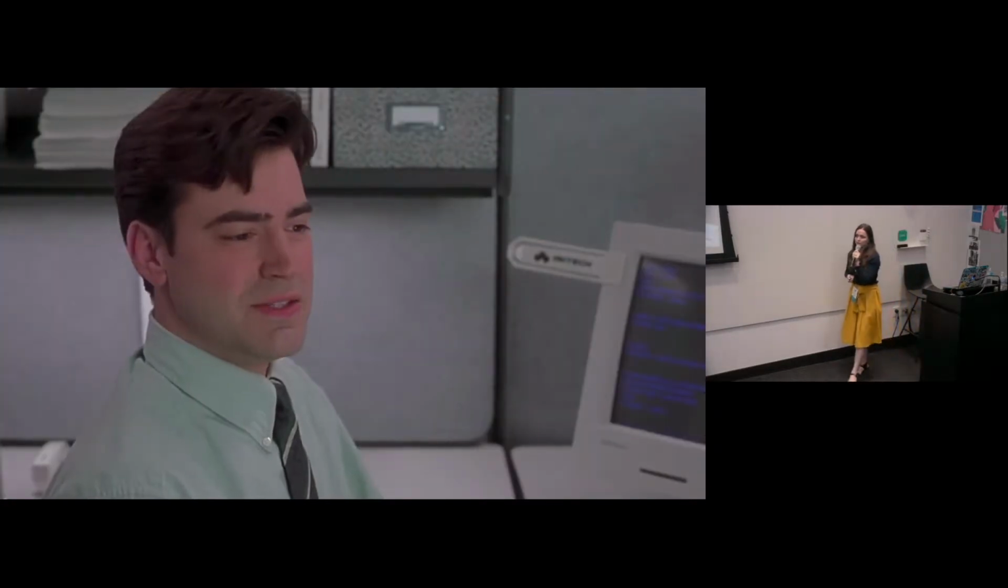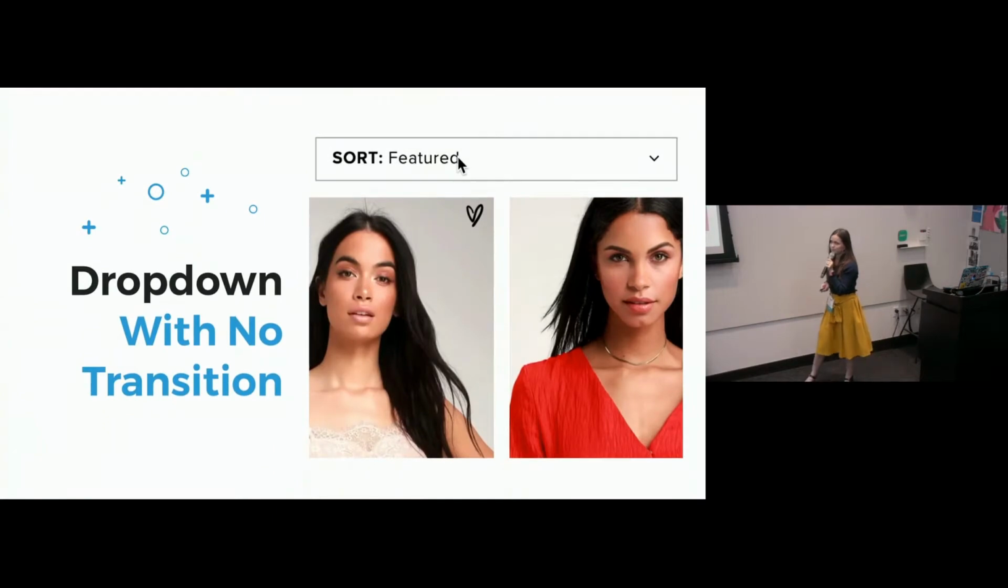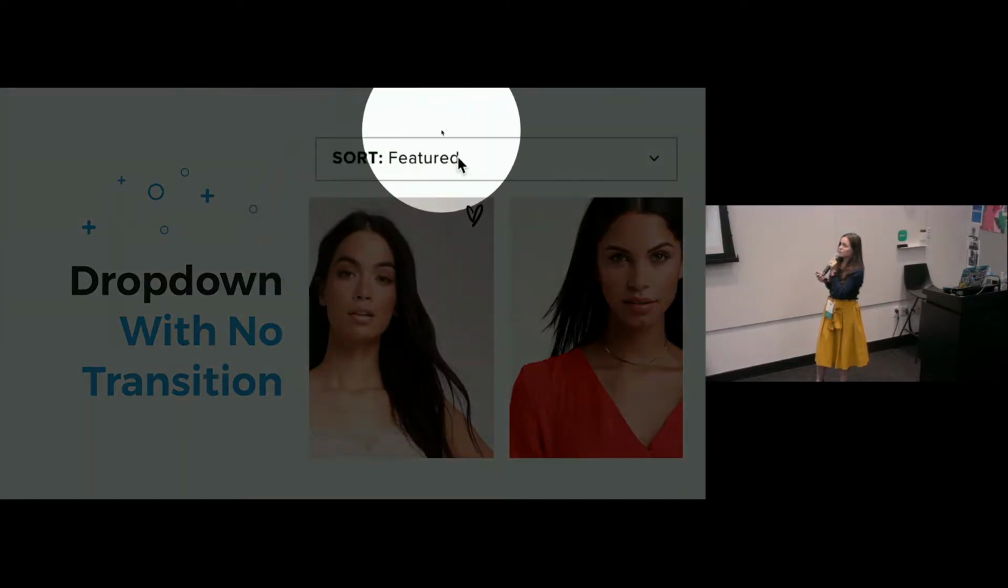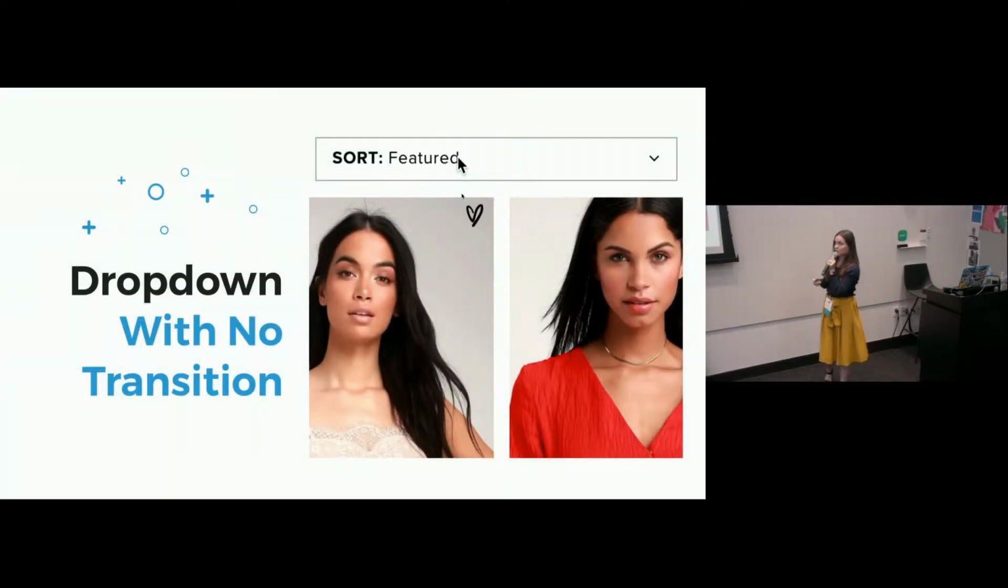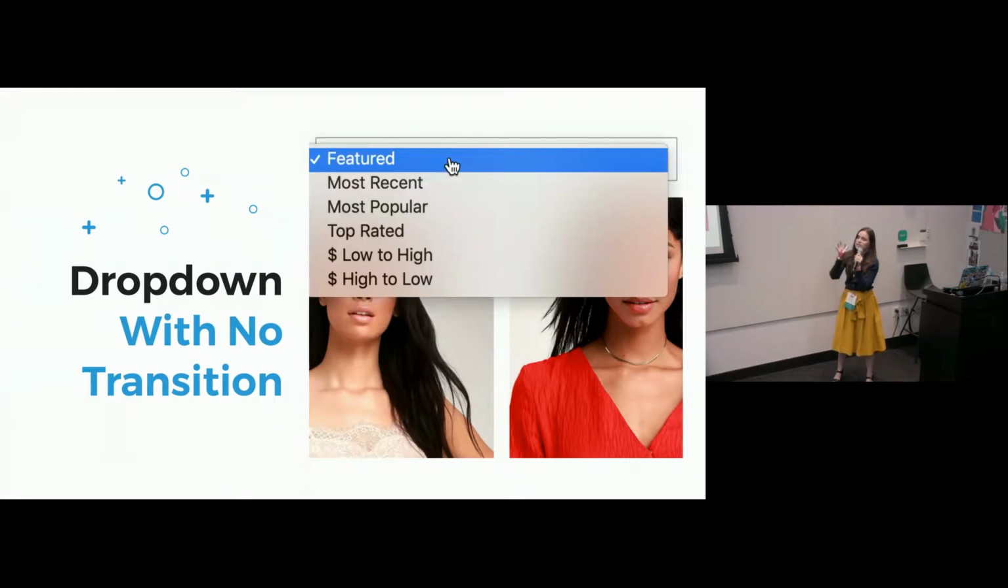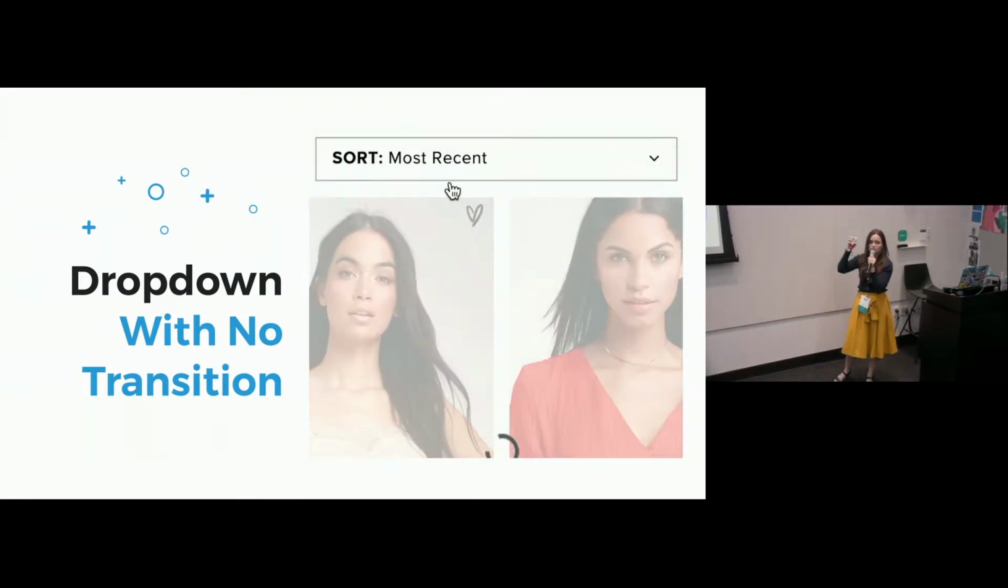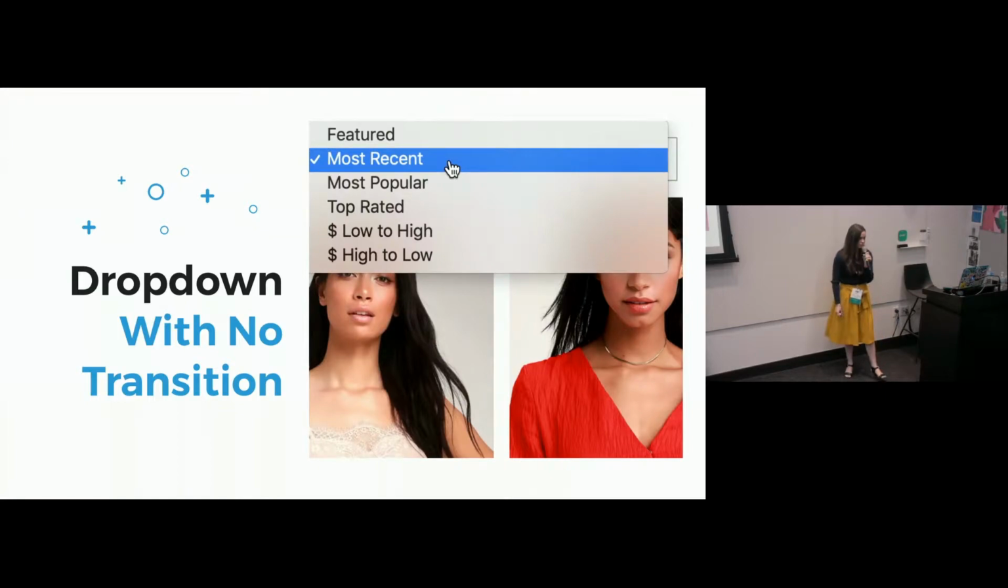And I'm going to explain that with this example. So here we have a drop-down with no transition. And I want you to pay close attention. Once the user clicks on this drop-down, the list of options is going to appear suddenly on the screen. Once the user selects an option, it's going to have a drastic cut disappearing. So the user clicks on it, the list of options appears, they select one, and it drastically disappears.